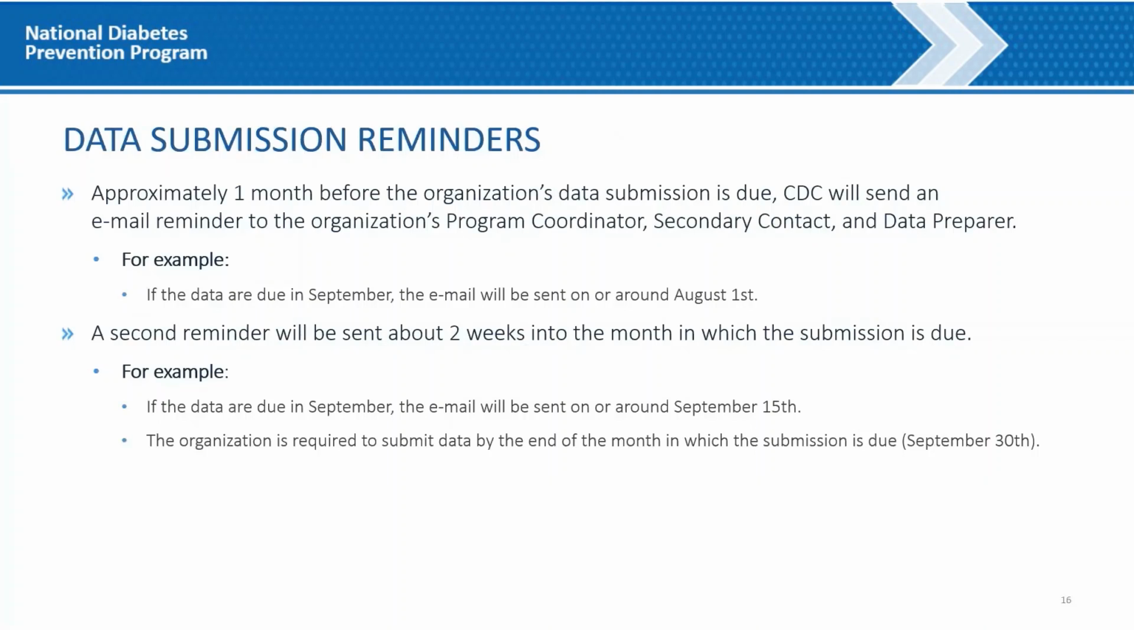Data submission reminders. The DPRP will send 2 email reminders for the required 6-month data submissions to the program coordinator, secondary contact, and data preparer. The first reminder is sent approximately 1 month before the data submission is due. This email is to ensure organizations are aware that the submission is due soon, but no immediate action is required. A second reminder will be sent about 2 weeks into the month in which the submission is due. Continuing with our example, the organization has data due in September 2021, so the first email reminder will be sent around August 1st, 2021. The second reminder will be sent around September 14, 2021.